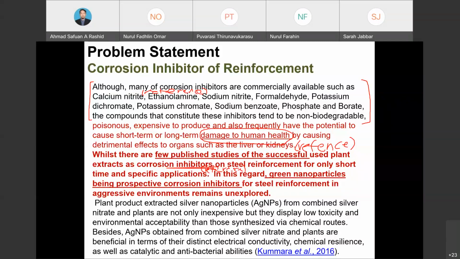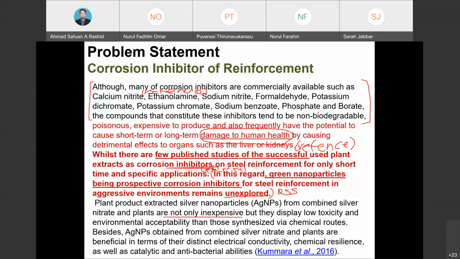So this is the problem statement. How did they create the problem statement? The term is unexplored. Or to be safe, you can put less studied, because there might be some studies that have been made, but it's still less. Plant product extract silver nanoparticles from combined silver nitrate and plants are not only inexpensive. So this is the benefit.